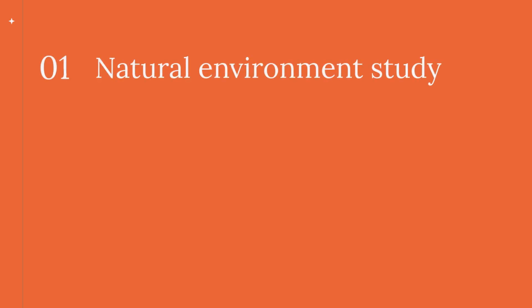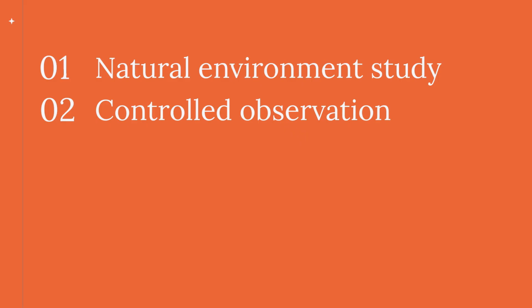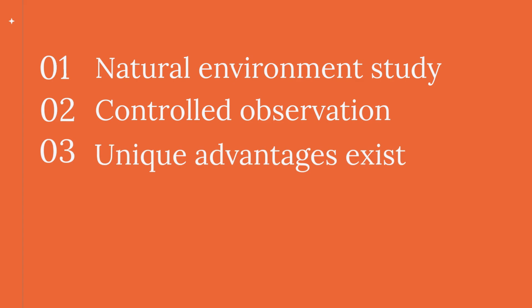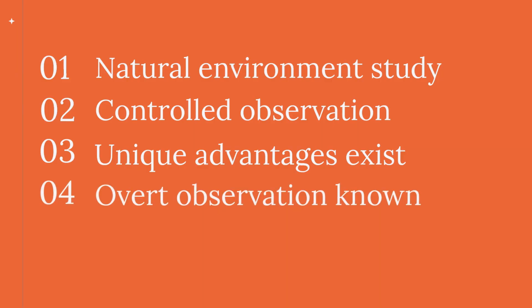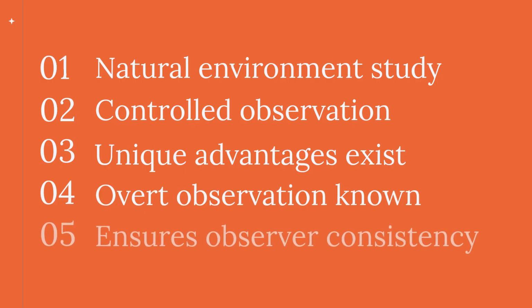Naturalistic observation involves watching subjects in their natural environment. Controlled observation, on the other hand, takes place in a structured setting. Both methods have their unique advantages and challenges. Overt observation means subjects know they are being watched, while covert does not. Inter-observer reliability ensures consistency across different observers.